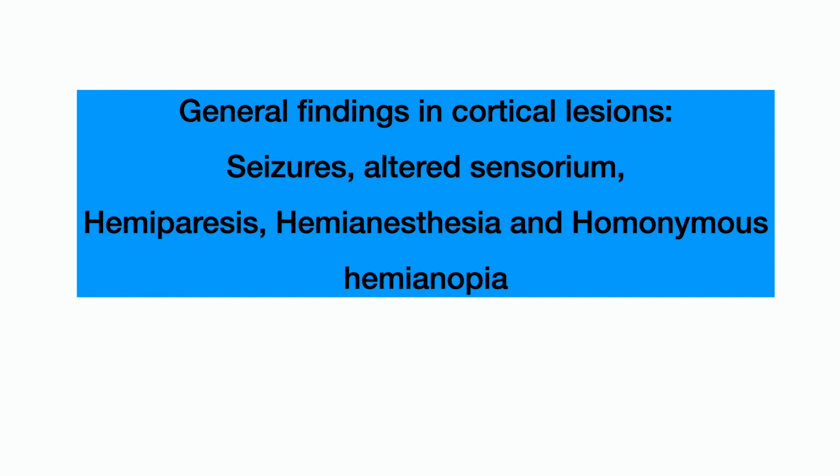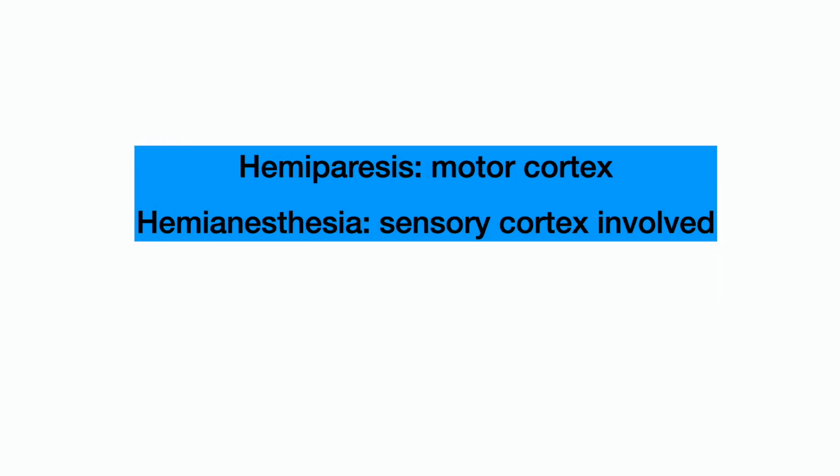General findings in cortical lesions are seizures, altered sensorium, hemiparesis, hemianesthesia, and homonymous hemianopia. Hemiparesis would occur if the motor cortex is involved. Hemianesthesia would occur if the parietal sensory cortex is involved.